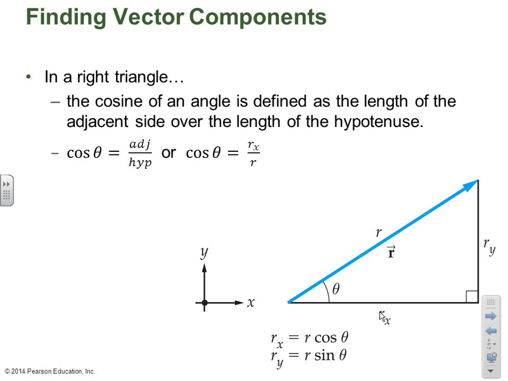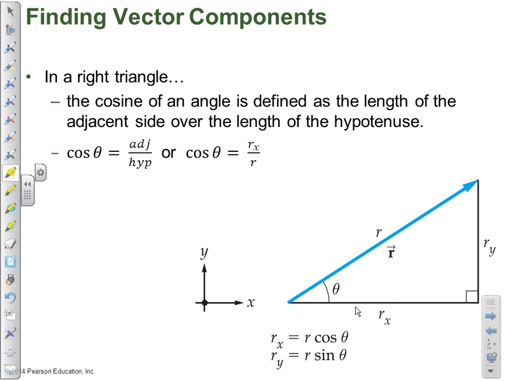For example, if we want to find this horizontal component, which is labeled Rx, R sub x in this picture, in relation to the angle that we know, what side of the triangle is that? It's the adjacent side. So if this is the adjacent side, that means we would use cosine, because cosine deals with the adjacent side of that triangle. Okay?